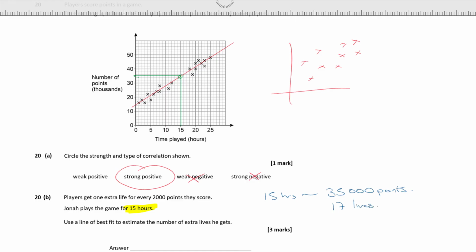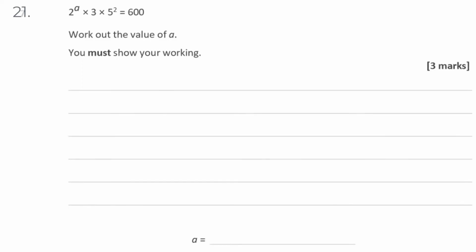Okay, it's not quite. I can't have half a life. That's not how these games work. When you get a life added to your score, you get one extra whole life. So we're not going to write 17.5. We're going to have to round it up or down. And you don't get the life until you exceed the next level, isn't it? So it's going to be rounded down in this case. So it's going to be 17 lives. Okay? 17 extra lives. That's a lot of life.